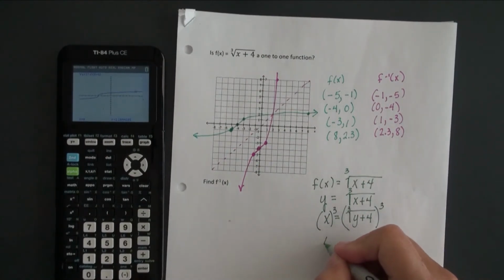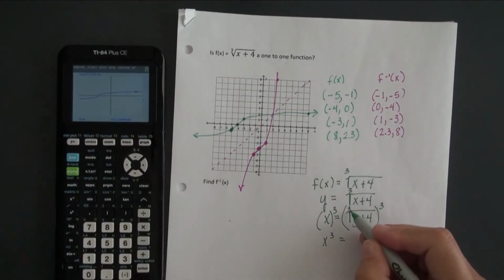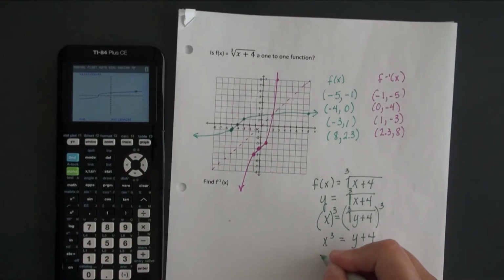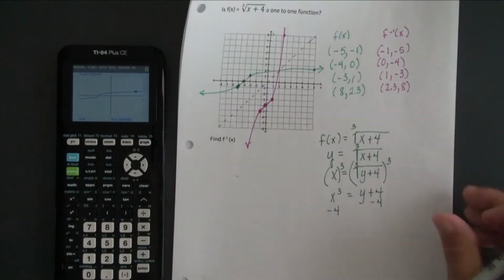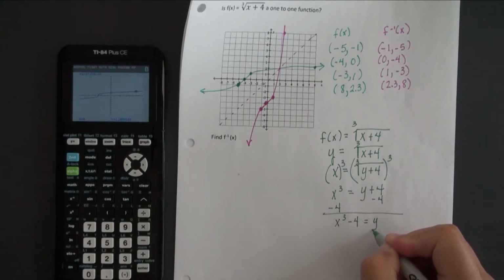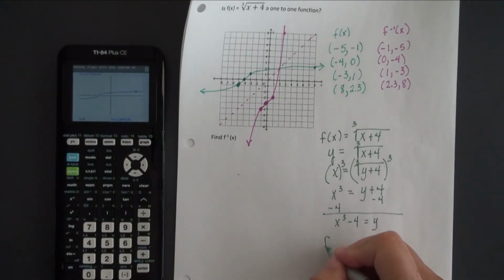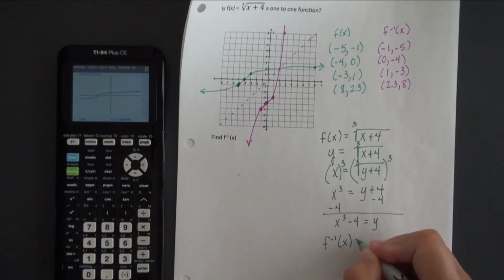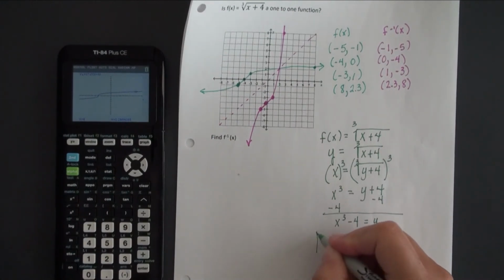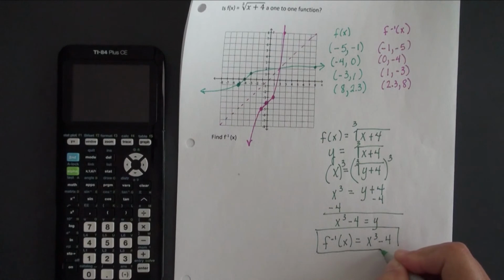And that gives me x to the third equals, when I take the cube root to the third power, those are inverses of one another. They undo each other. So I just have x to the third equals y plus 4. And if I subtract 4 from both sides, I have x to the third minus 4 equals y. So my inverse function, f of x inverse, is x to the third minus 4.